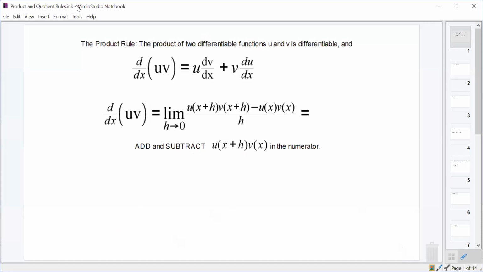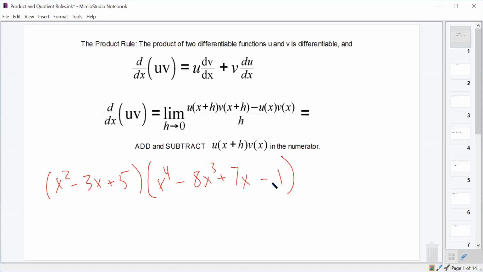Sometimes you might have far more complicated functions than just something like 5x squared minus 3x plus 1, right? And then you need to find the derivative of something really irritating like x squared minus 3x plus 5 times x to the fourth minus 8x cubed plus 7x minus 1. If we had some function like this, how would you think we should go about taking the derivative, besides using this rule that I've written up here already? Because there is a way we could do it right now.